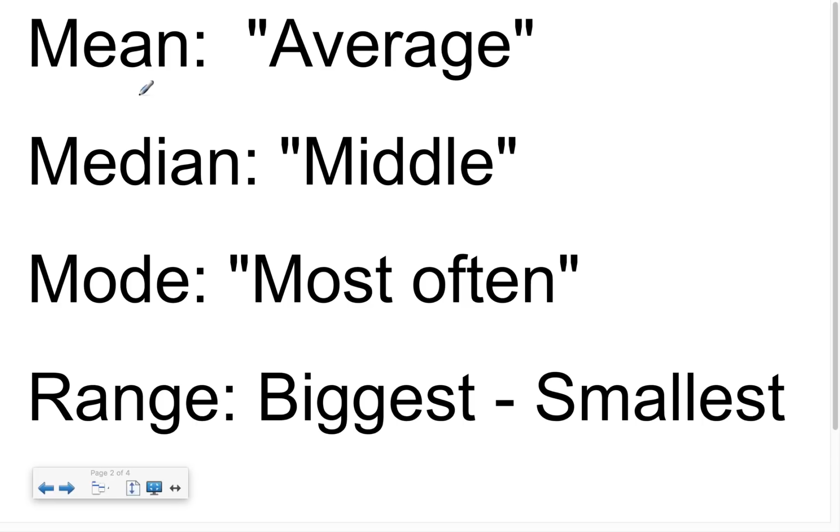Mode. Mode is going to be the term that occurs the most often. So if any number appears more than all the other numbers, that's the mode. We can have two modes. We can have three modes. We could have no modes. So if there's no number that appears more often than others, then there's no mode.